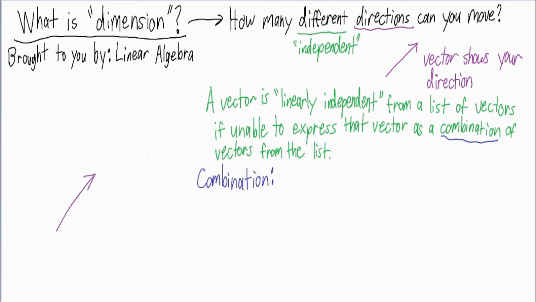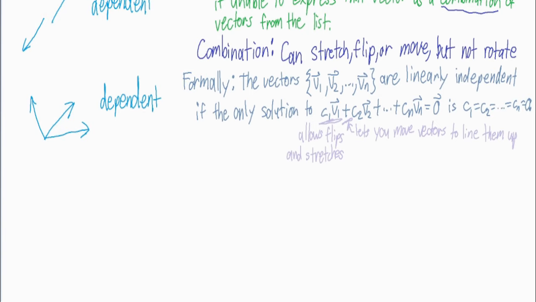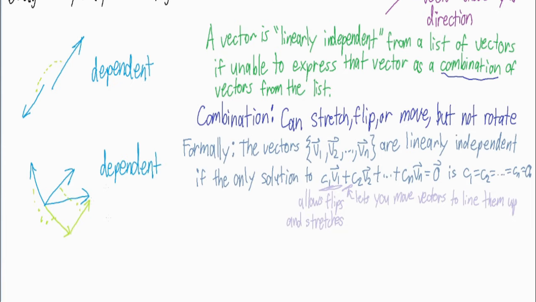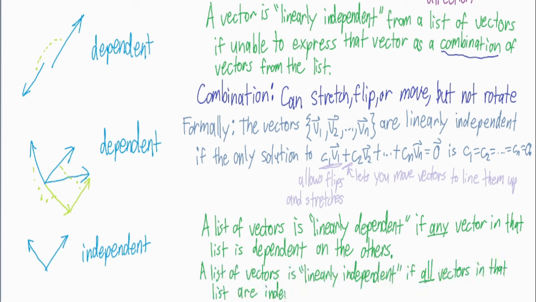To make a combination, you are allowed to stretch, flip, or move, or any combination of those 3, but you cannot rotate. So for example, this vector is dependent on this one because it's just the first one flipped the other way and stretched. This third vector is dependent on the first 2 because you can stretch and move the first 2 to align with the third. When any vector in a list is dependent, the whole list of vectors is going to be linearly dependent. Now, these 2 vectors here are independent from each other because you cannot flip or stretch one to get the other. When all the vectors in your list are independent, your list is what's known as linearly independent.